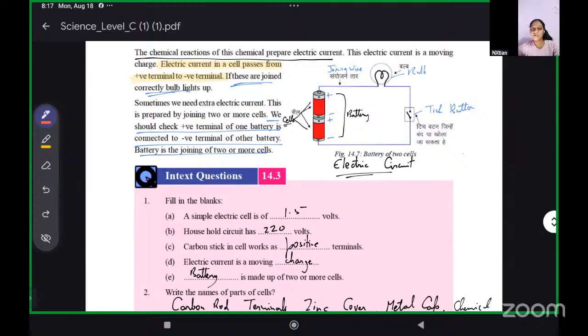It cannot flow from the negative to the positive terminal. It flows from the positive terminal to the negative terminal. Okay?